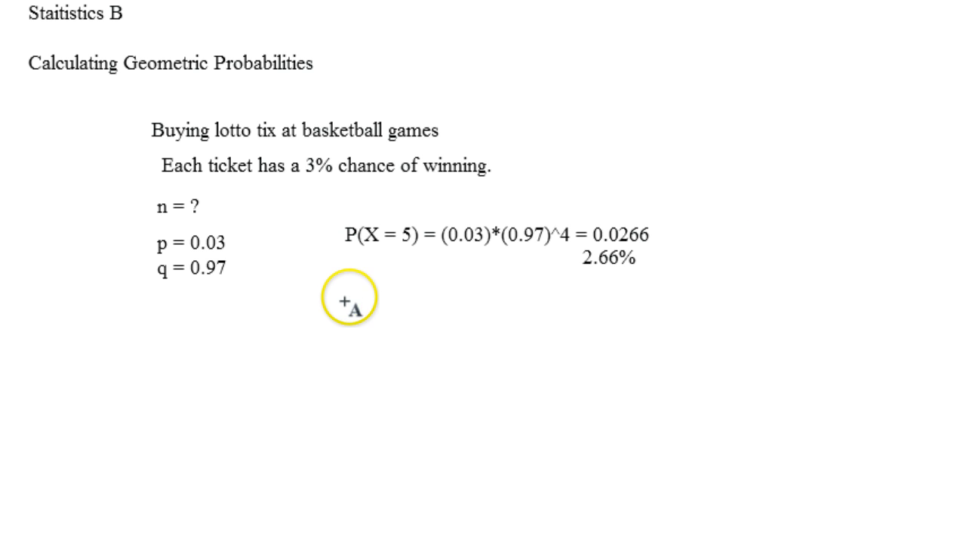Now if we wanted to find the probability of him winning after the 52nd ticket, remember we would have to do the complement of that, so it would be 1 minus the probability of him winning being less than or equal to 51. So when we do these calculations, you do have to be able to do this.